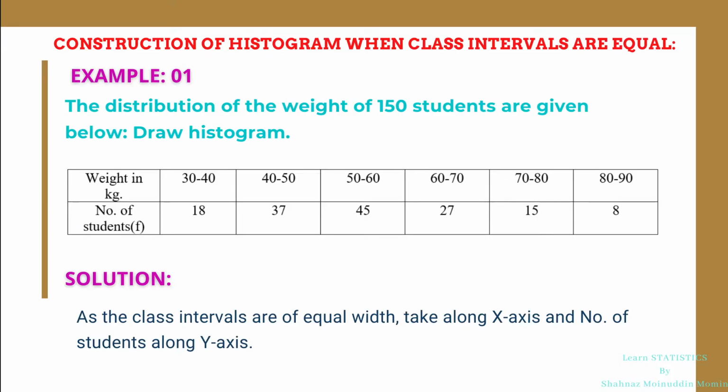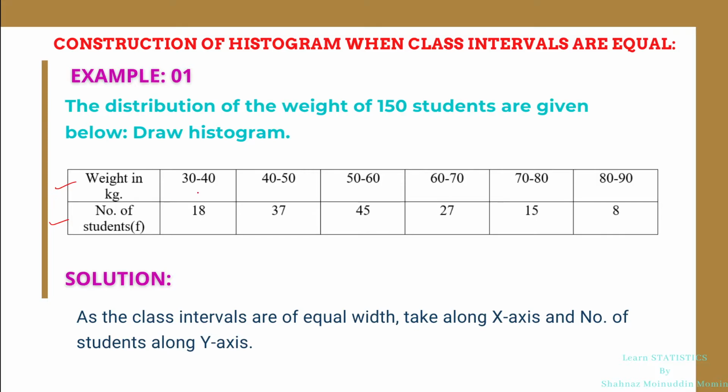In this case, the height of a rectangle is equal or proportional to the respective frequencies of the classes. To understand this method, we will take one example. The distribution of weight of 150 students is given below. Draw the histogram. In this example, we are given the weight in kilograms and number of students. Weight in kilograms is expressed in terms of the classes 30 to 40, 40 to 50, 50 to 60, like this, up to 80 to 90, and their corresponding number of students are given.